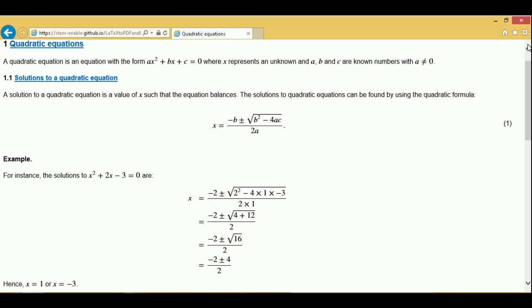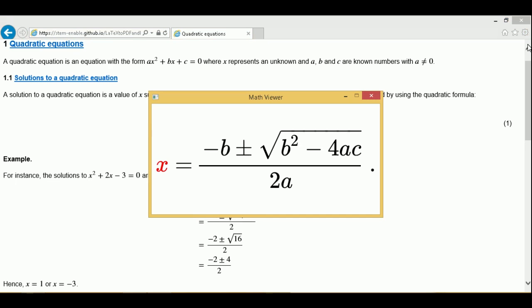Heading level 4 link solutions to a quadratic equation. A solution to a quadratic equation is a value of x math content such that the equation balances. The solutions to quadratic equations can be found by using the quadratic formula: x equals fraction negative b plus or minus the square root of b squared minus 4ac over 2a. Math content. Enter. Math viewer. Equation navigation. To move between partial expressions, press the arrow keys. To interact with a table, press enter.